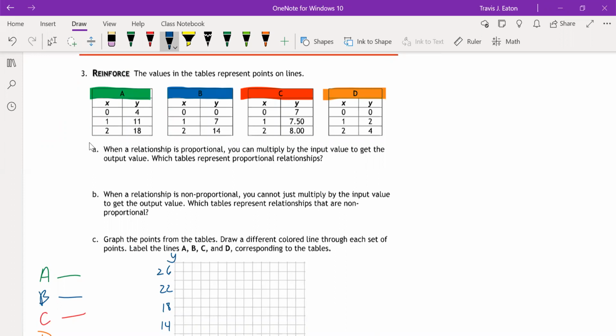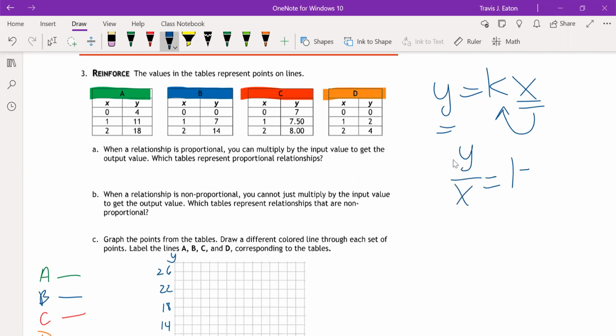So remember, if you can multiply the input to get the output, that's the y equals kx, right? That's the input multiplied by something to get the output. But you also have to remember that when you divide y by x, you'll get that same constant. So it's really easy. You can tell which one of these is proportional by dividing your y value by your x value. So let's look at table A.